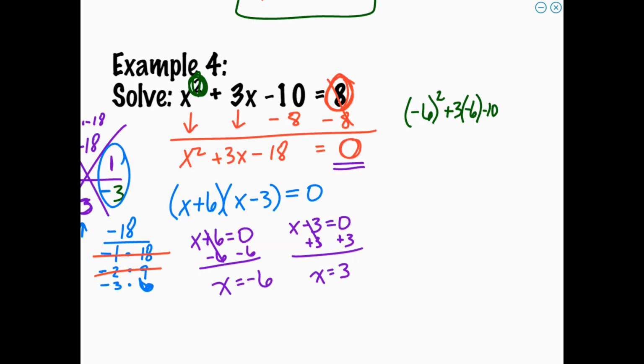And in your calculator, if you want to try it, put equals 8. We're not looking for it to equal 0 because we're using our original equation. So if we substitute all that in there and it equals 8, then it checks out. Did it say true? Yes. So that one works. Then do the same thing with the next one. 3 squared plus 3 times 3 minus 10 should also equal 8.